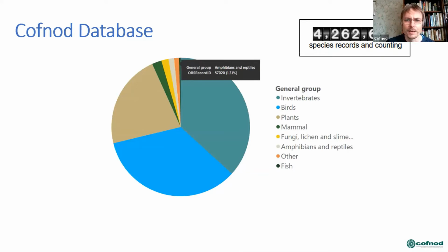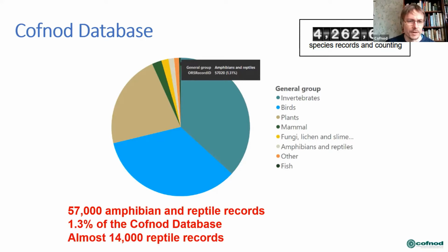So you can see things like birds, invertebrates, it's a bit of a catch-all category, but these are where the main body of our records are from, obviously plants as well. Now we've got 57,000 amphibian and reptile records on the database, and of those 14,000 are reptile records. So you can see they're not that well recorded, but there's certainly room for improvement as well.